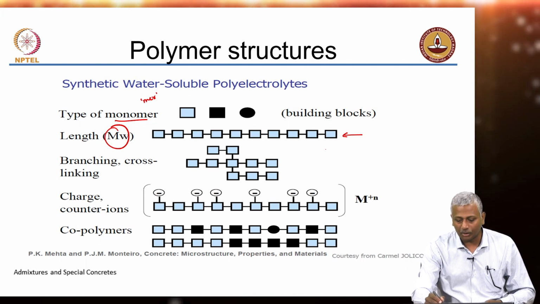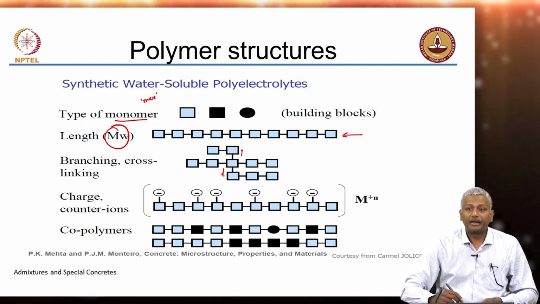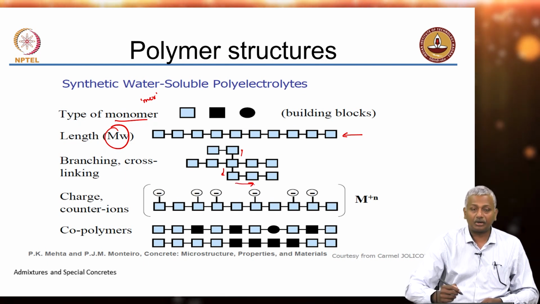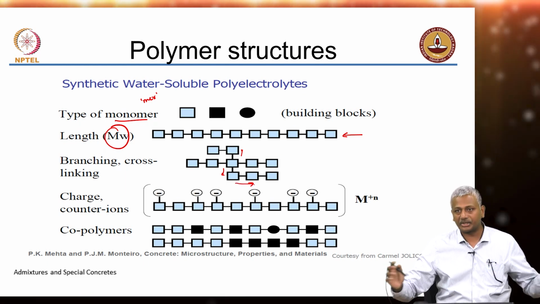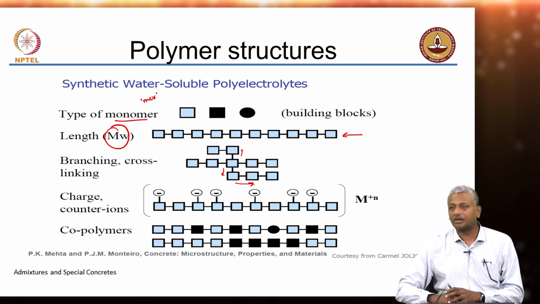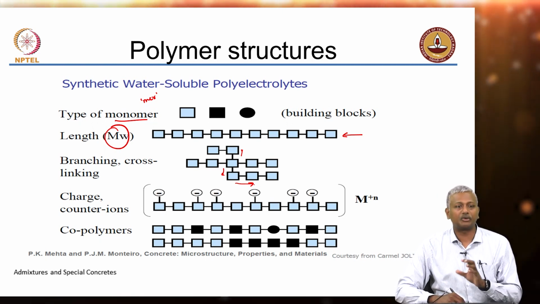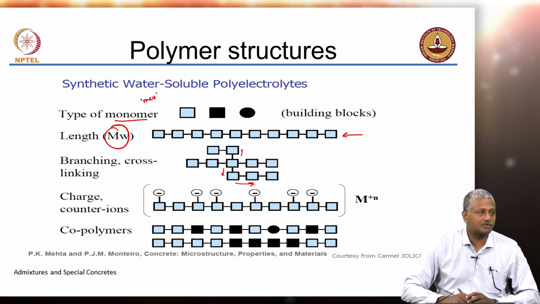Some polymers are long chain polymers like this, some other polymers may be branched, and you may have side chains of the main polymer that are quite large and bulky. Again, when we look at the mechanism of action of some of the water reducing chemicals, you will understand how these polymer structures tend to affect the overall performance of your polymer.